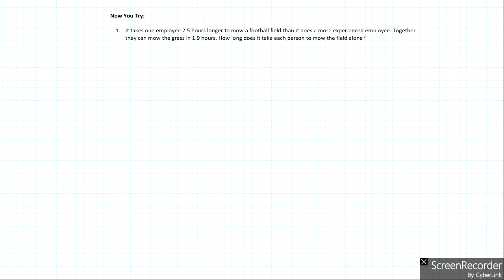In this scenario, we're still working with the equation, or base everything off of the equation, work equals rate times time. And we say that it takes 2.5 hours longer to mow a football field than it does a more experienced employee. And together they can mow the grass in 1.9 hours, and we want to find out how long it takes each person individually to mow the field.